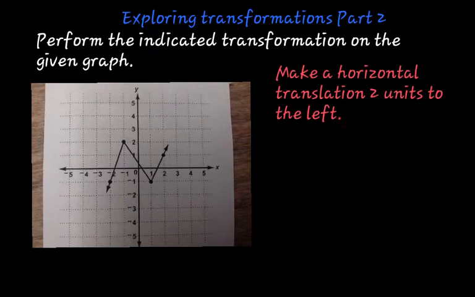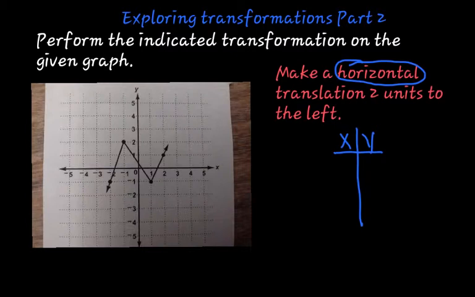Now, when you have a horizontal translation, that means that you are going to change the x values. So let me circle the word horizontal. You're going to change the x values. So once you have the table, and let's go ahead and make a table here, you're going to change the x values. So we have the x, the y values, and I'm just looking at the points.